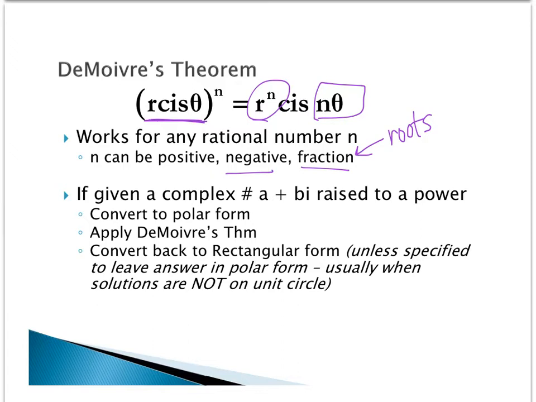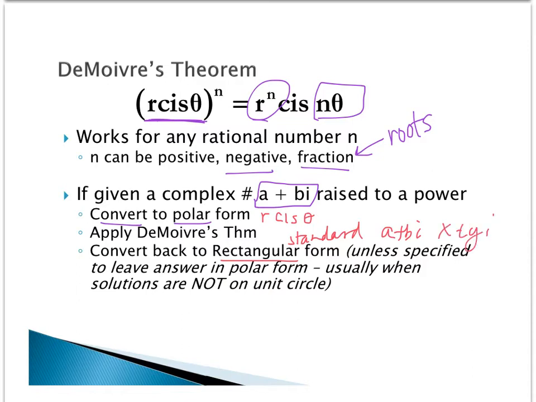So basically the process that you're going to go through is, if you are given a complex number and it happens to be in this a plus bi form, the first thing that you have to do is convert it to polar, because DeMoivre's theorem only works if you have your complex number in polar form. And recall that polar form is the r cis theta. Once we have it in this form, we can apply DeMoivre's theorem, and then from there, depending upon what the answer states, if it says to put our answer in rectangular or standard form, then we need to multiply it back out into that a plus bi or x plus yi format.